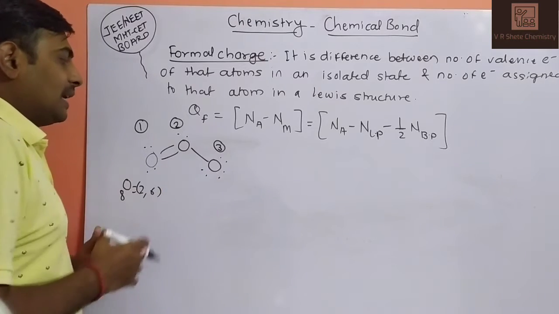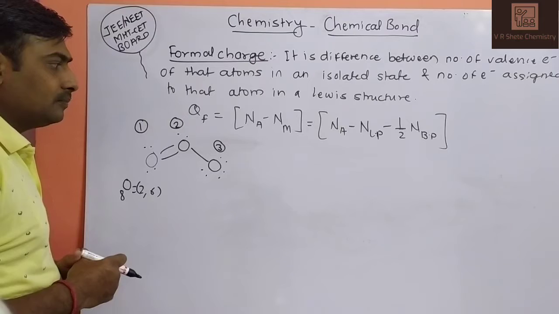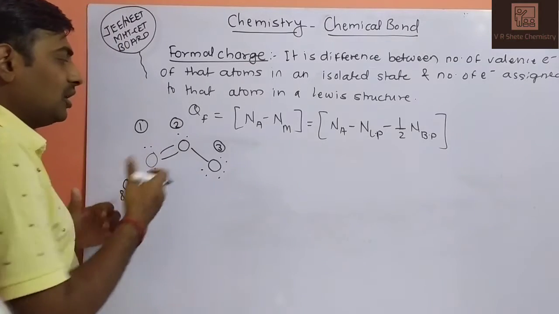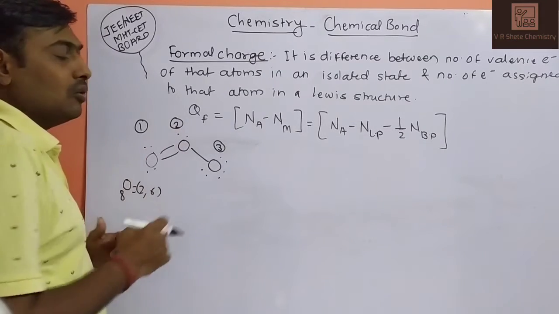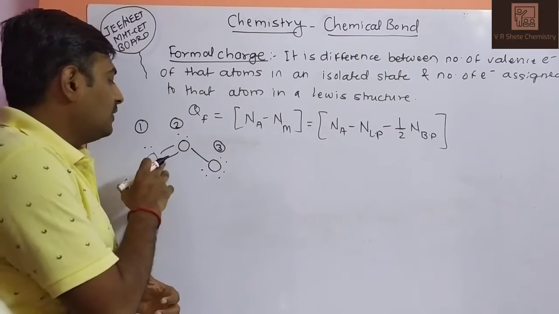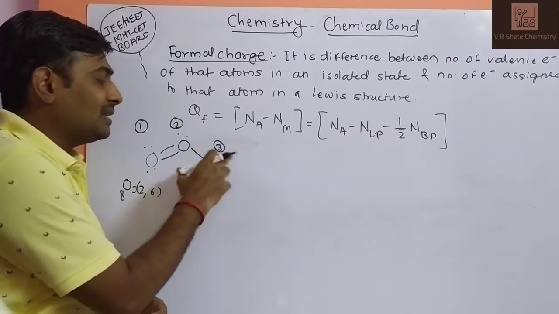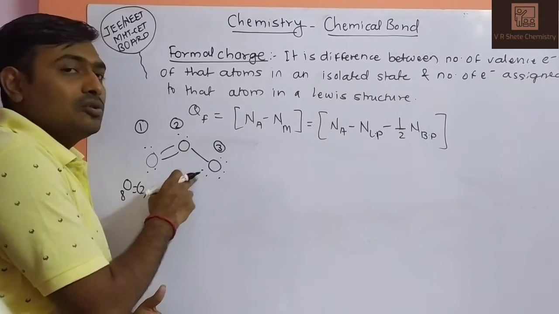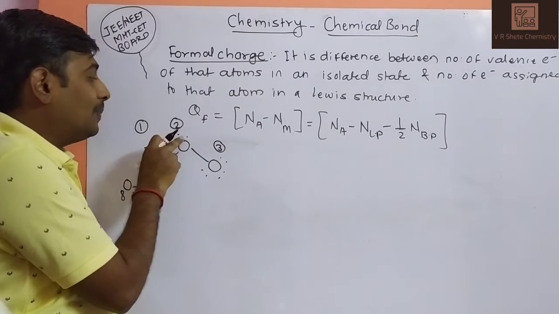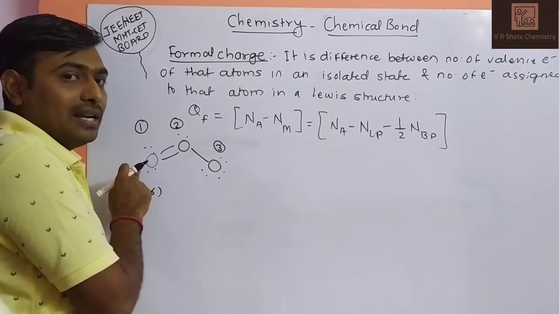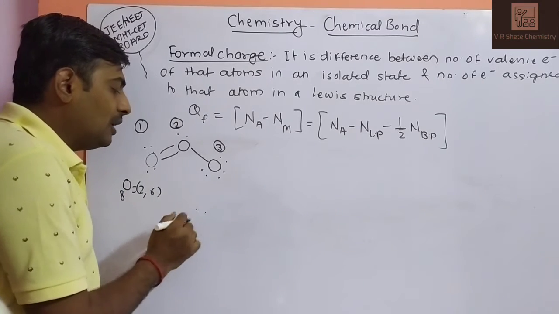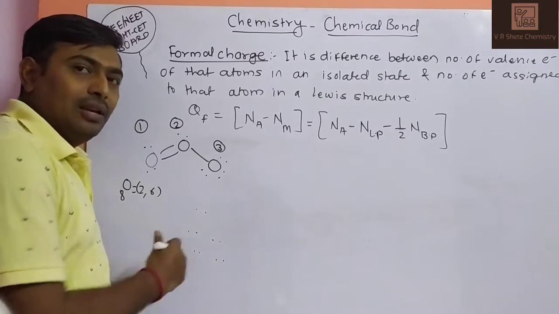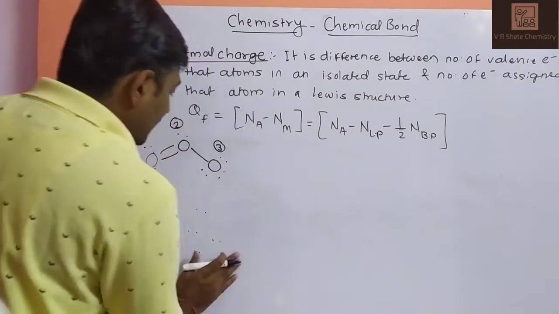In the first example, we will calculate the formal charges in the ozone molecule. Ozone has the formula O3, with first oxygen, second oxygen, and third oxygen. These are the lone pairs on the oxygen atoms: 1, 2, 3, 4, 5, 6. So there are 3 lone pairs, and each lone pair already contains 2 electrons.